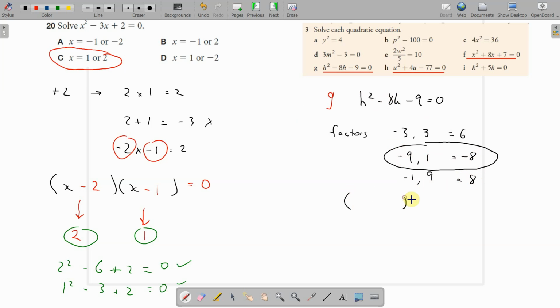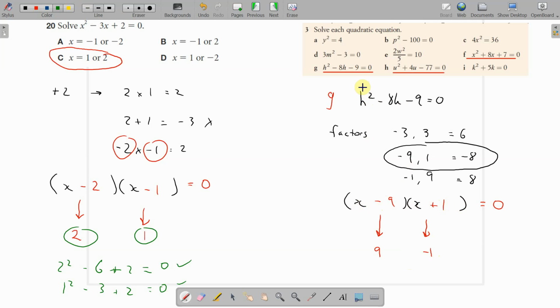h minus 9 and plus 1. Now, the last bit, to make it equal 0. This bracket has got to equal 0 or this one. So the first solution is h equals 9. When you do that, that becomes 0. That becomes 10. 0 times 10 is 0. This one here, h equals minus 1. Minus 1 plus 1 is 0. Minus 1 times minus 9 is minus 10. Still 0.